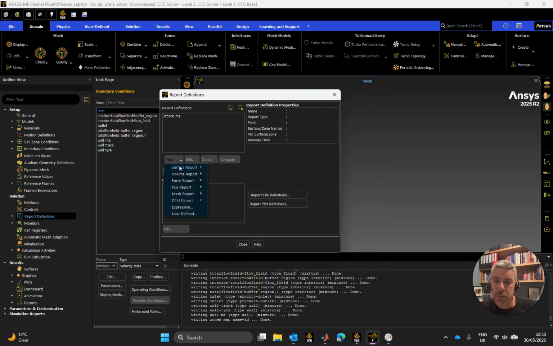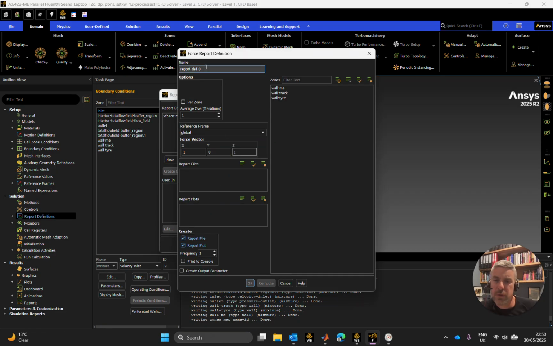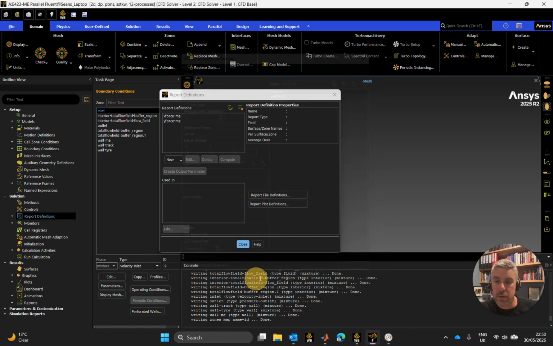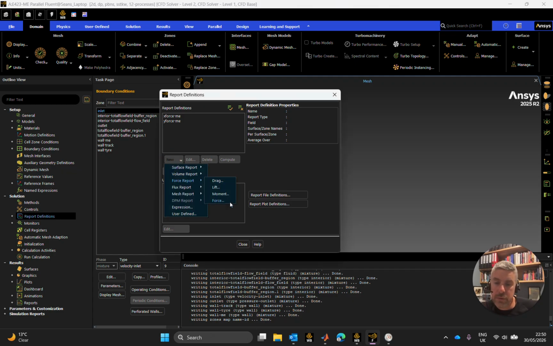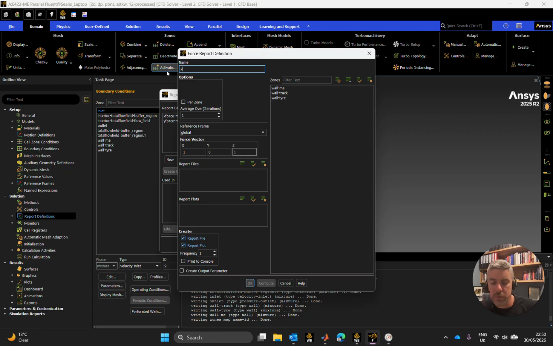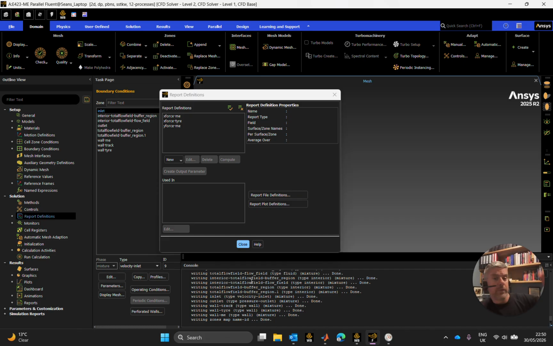Okay, new force report, force, this is going to be the Y force on the main element. Nothing on the X, all on the Y, no report file, no report plot, and it's on the main element. Okay, I'm going to do another one, force report, force, let's go for X force on the wheel and tire, call it a tire, that's the outside surface, all in the X, nothing there, nothing there, that's on the tire. This will be the drag, effectively, on the tire. Maybe a wee bit of lift on the tire, surely.